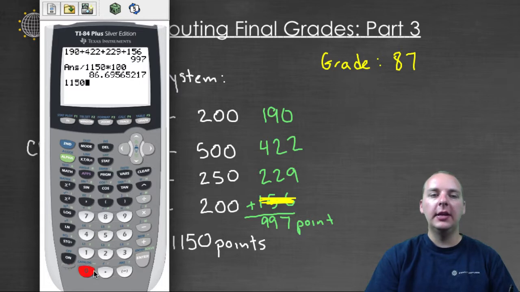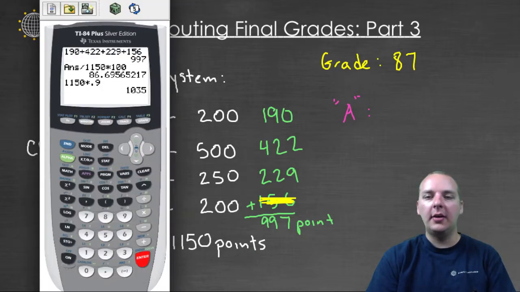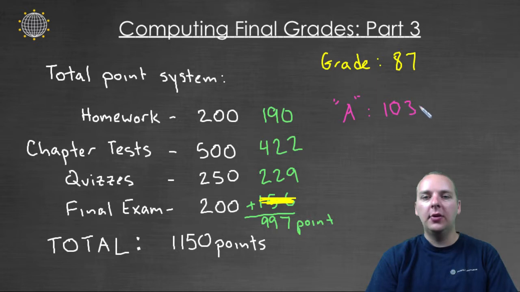I'll take my 1150, that's the total points available, and I'll multiply this times 0.9. So what I'm doing here is figuring out how many total points are 90% of 1150. And it turns out it's 1,035 points. So to get an A for the semester, assuming this is a college level class, and 90 is typically an A in a college level class, then we would have to earn, how much was it? 1,035 points. And so this is good to know.